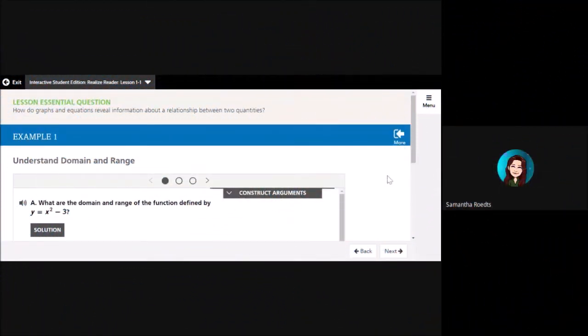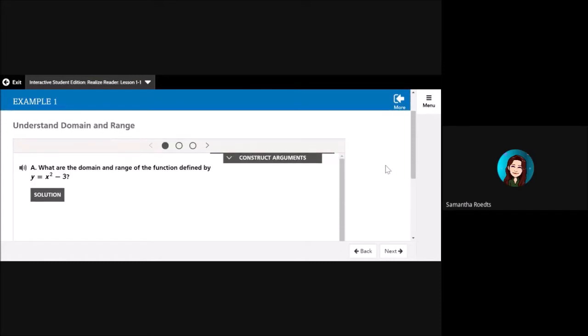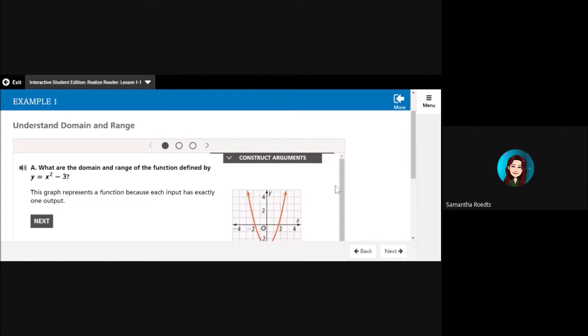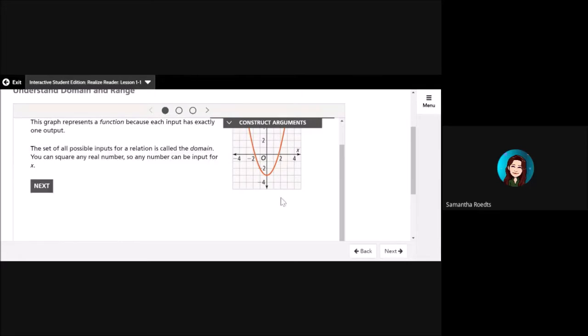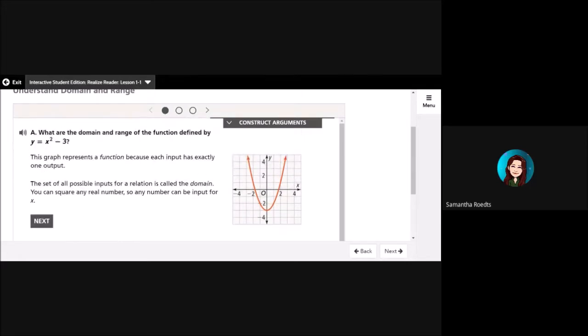All right, example 1, understanding domain and range. What are the domain and range of the function defined by y equals x squared minus 3? So the graph represents a function because each input has exactly one output. Okay. So the set of all possible inputs for a relation is called the domain. You can square any real number, so any number can be input for x.